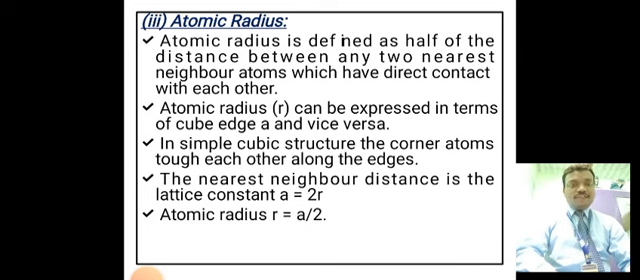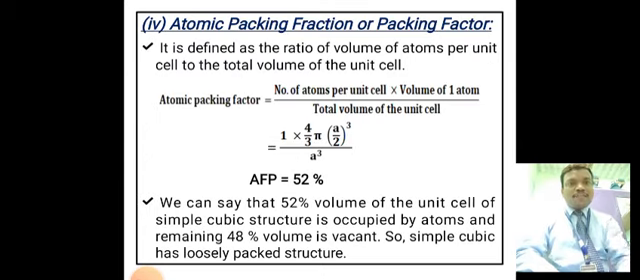The atomic radius is used to calculate the atomic packing fraction or packing factor. It is defined as the ratio of the volume of atoms per unit cell to the total volume of the unit cell. That is, atomic packing factor equals number of atoms per unit cell into volume of one atom, divided by total volume of the unit cell. We already calculated the number of atoms per unit cell in simple cubic, which is 1.